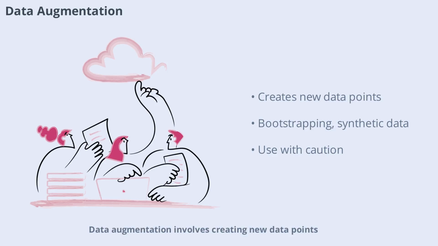Data augmentation involves creating new data points from existing data to fill in gaps. This can be done using techniques like bootstrapping or synthetic data generation. While data augmentation is more common in fields like image analysis, it can also be applied to tabular data to address missingness. It's important to use these methods carefully to avoid introducing artificial patterns.